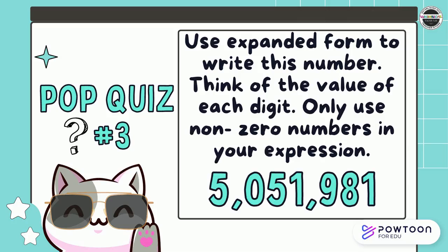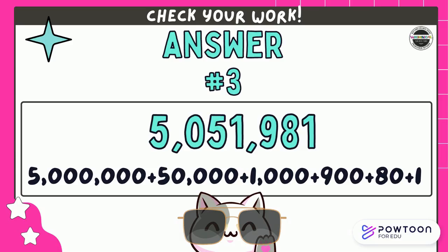Pop quiz question number 3. Use expanded form to write this number. Think of the value of each digit. Only use non-zero numbers in your expression. Check your work. Did you write 5 million plus 50,000 plus 1,000 plus 900 plus 80 plus 1? Whoa, that is a long expression.